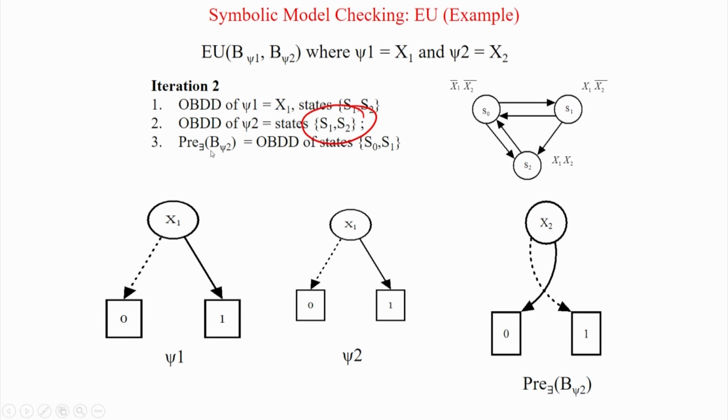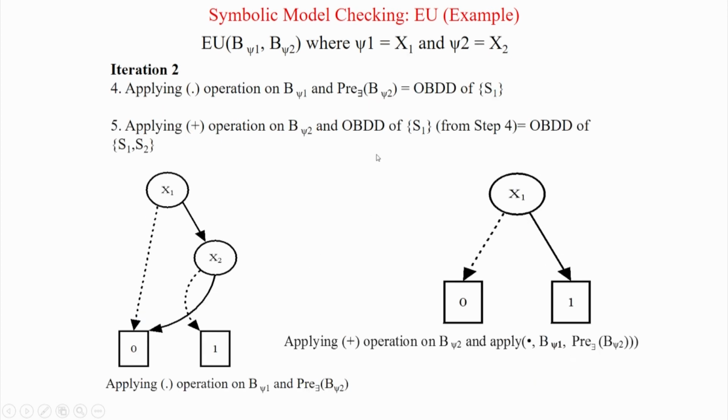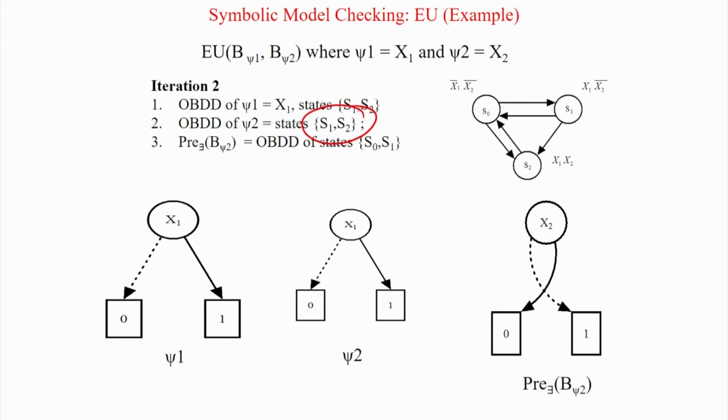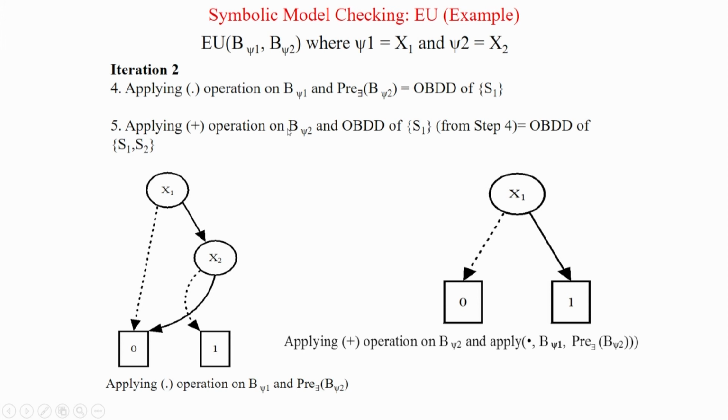So you first do the same step again, calculating the pre of psi 2. In this case it will be states S0 and S1; you can do the computation. Then again we apply the dot operation on B of psi 1, and this will give the value S1. You can just check that, and then apply the operation with B of psi 2, the states where the formula is true, and the OBDD of S1 which you got in the last step. Finally we get the answer S1 and S2. It is the same steps as in round 1, which I showed you in detail, just with psi 2 now being S1 and S2. Again you are going to find the answer S1 and S2.